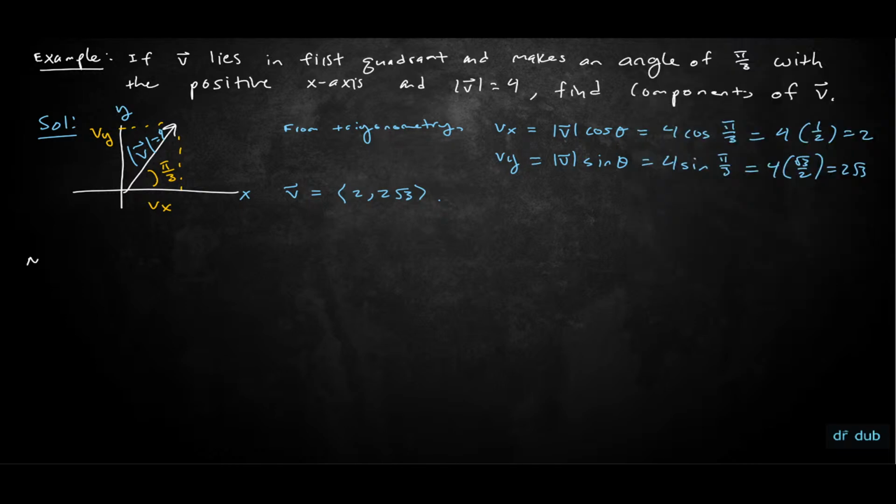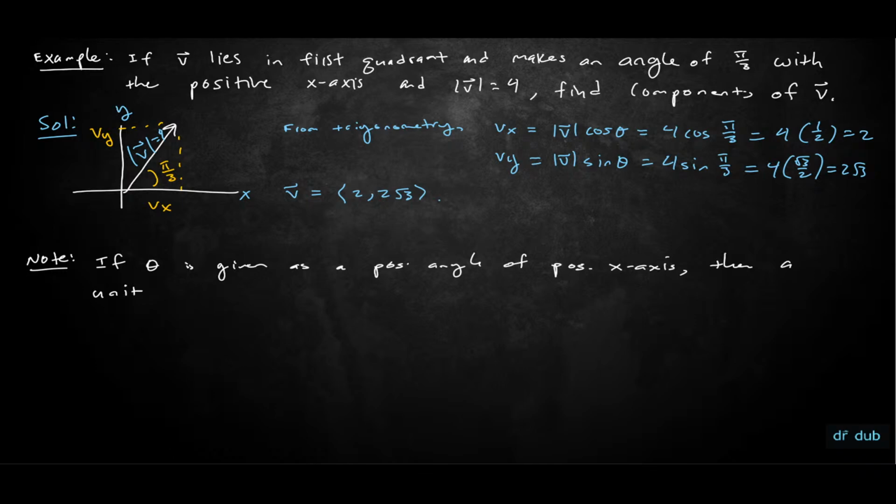And just a quick note, if theta is given as a positive angle off the positive x-axis, then a unit vector in the direction of theta is u equals cosine theta comma sine theta, because that would be anything on the unit circle basically. So that's a good thing to keep in mind.